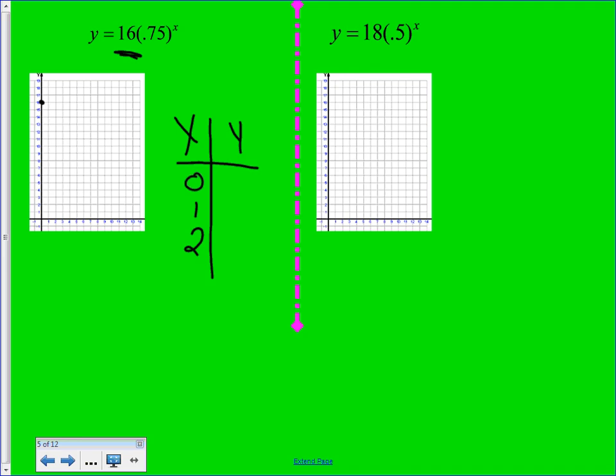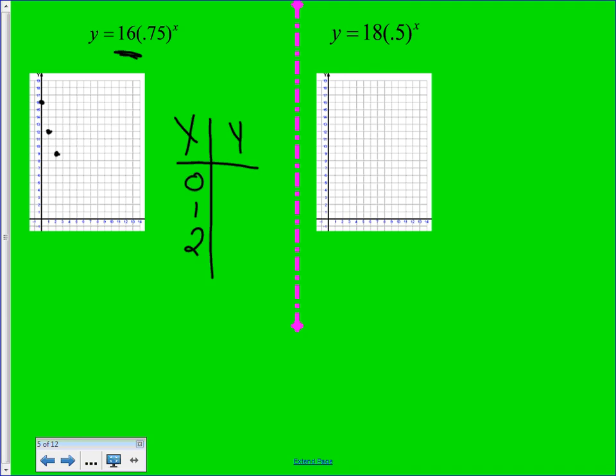Because it's a decay equation, I want it to go downward. Notice that the thing in the parentheses is less than 1, which means it's going to be going downwards. When I plug in 1, that's the same as saying 16 times 0.75, and when I do that, I get 12. So I can plot that point there. For the next one, I raise 0.75 to the second power. When I multiply all that out, I get 9.